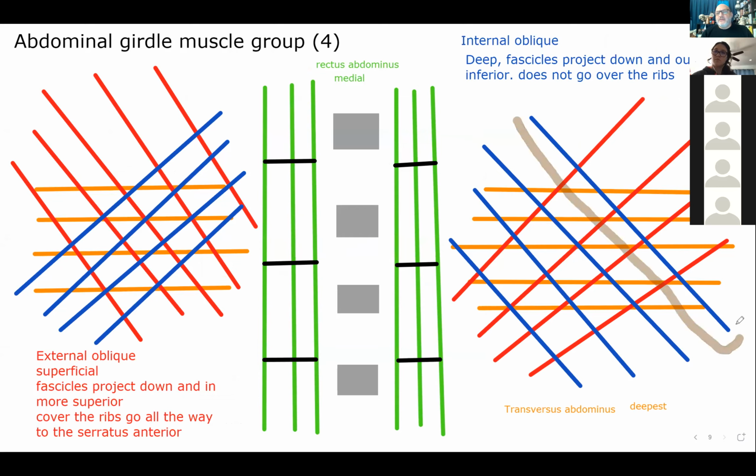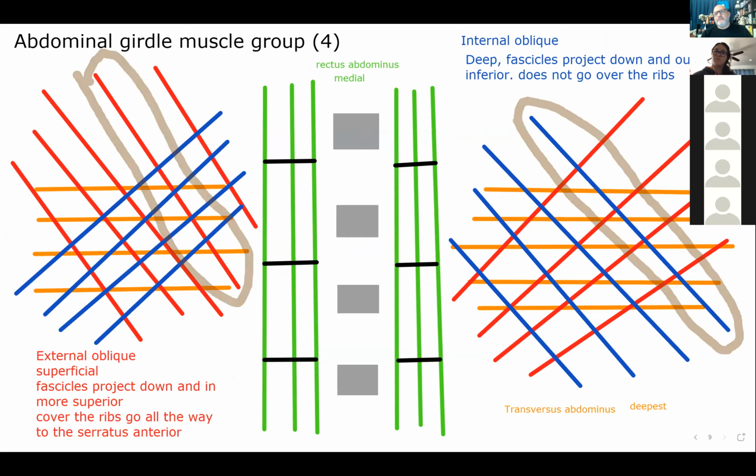The internal oblique on the left side of the body projects the exact same way as the external oblique on the other side of the body. The external oblique on this side of the body projects the same way as the internal oblique on the other side of the body. So when it comes to their actions, what do you notice about the internal and the external obliques? They'll have the same actions probably.